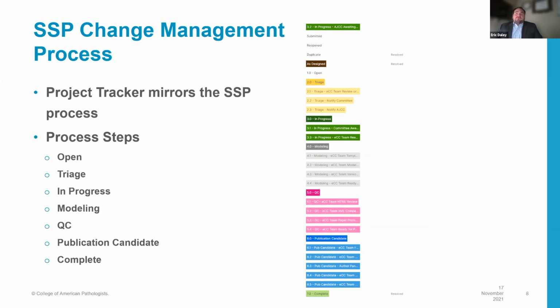You have open, triage, in progress, modeling, QC, publication candidate, and complete. These are just high-level states for the change management process. As you can see in the image to the right, we break down these states much further. All these steps in our change management map back to specific workflow milestones in the SSP tool itself.